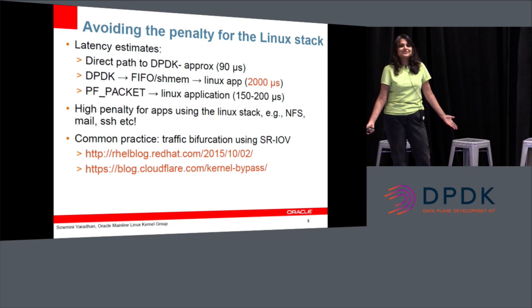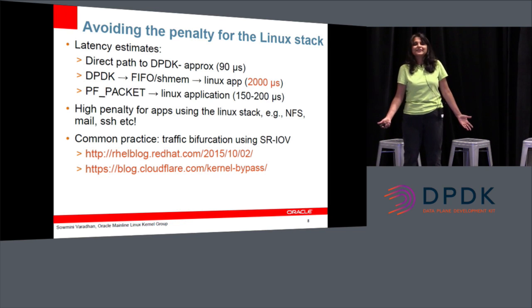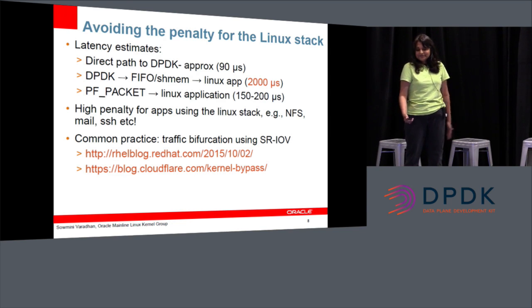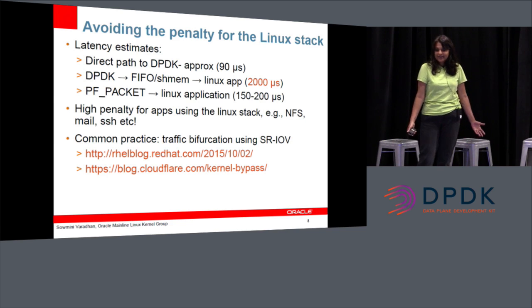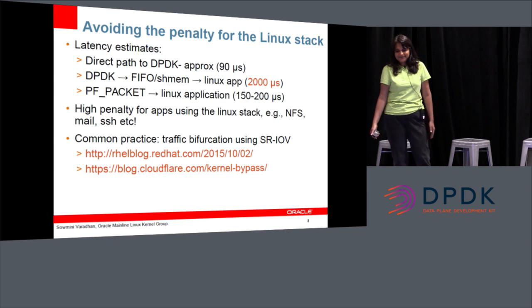So the direct path to DPDK is the shortest time, which is good, 90 microseconds. PF packet is slower, but not that much slower, given the other factors involved. But the thing to note here is that all those packets, the NFS, SMTP, all that stuff is much worse. So we're talking about 2 milliseconds versus something like 100 microseconds for the other two. Right? So that's a very large penalty. And that would not be a good thing to put in production.